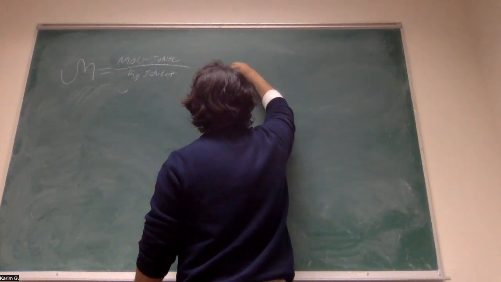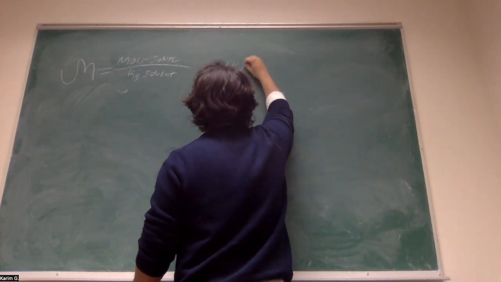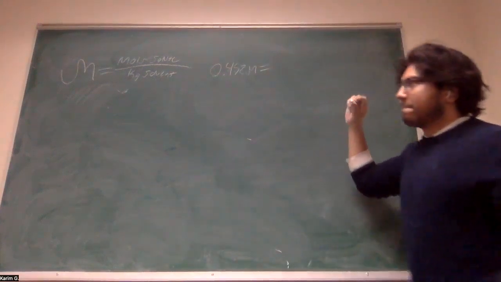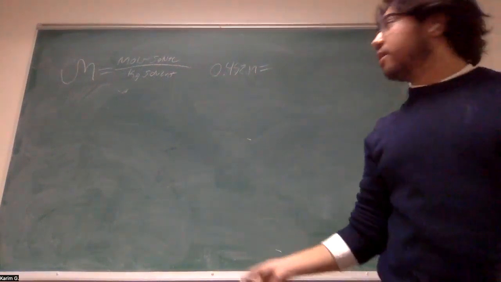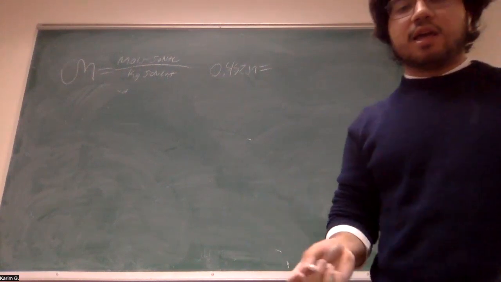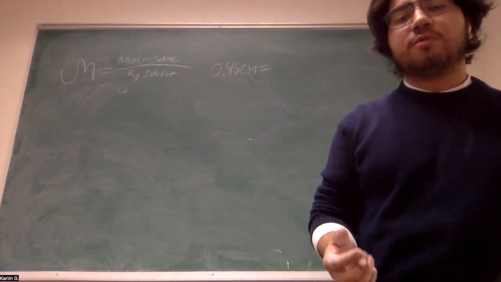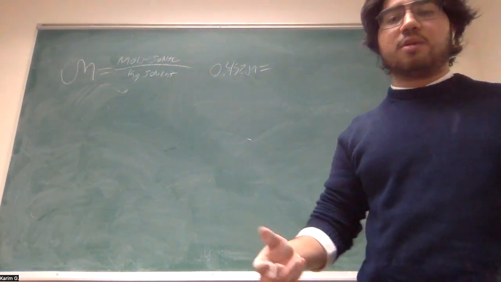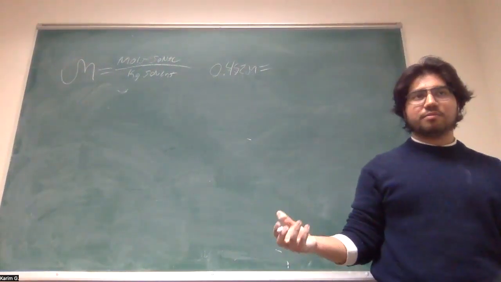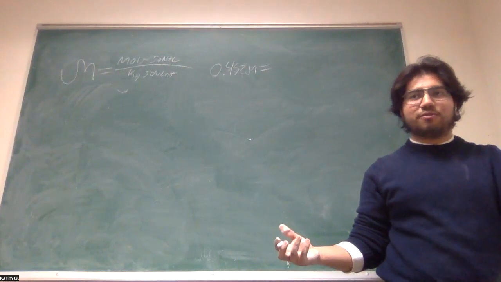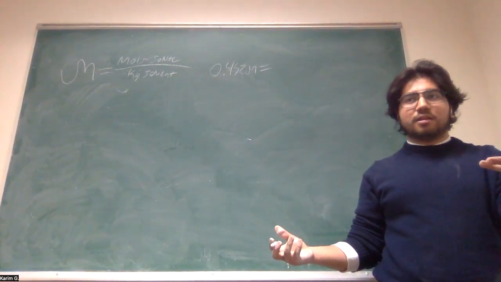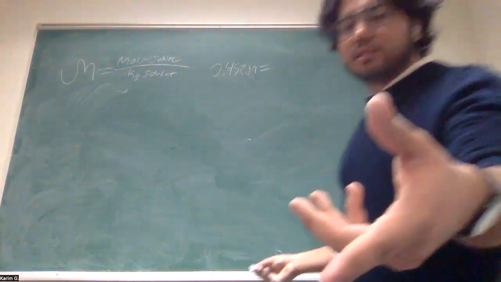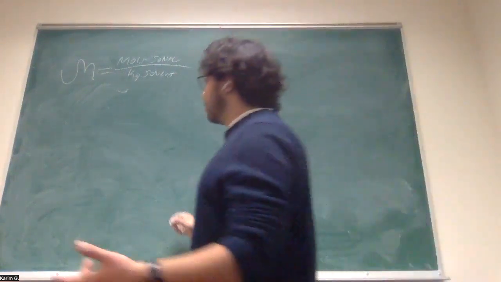0.452. Molality is equal to moles of solute over kilograms of solvent, right? In this case, our water will be our solvent, okay? And then our ammonium nitrate would be our solute, because we're given the molality for ammonium nitrate. So the grams become the moles. Yes, exactly.